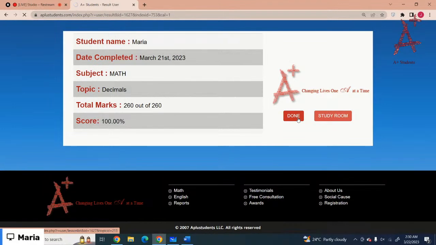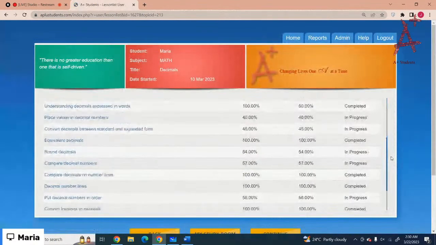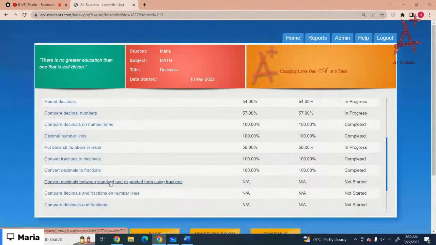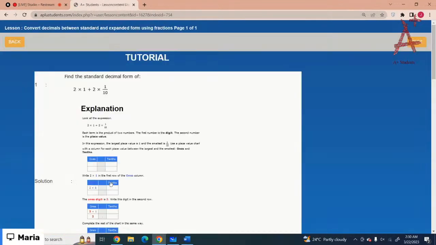Okay, the next one is convert decimals between standard and expanded form using fractions. So basically you are going to learn how to convert numbers between standard and expanded decimal form. So I think we did one lesson before like this. Yes, we did convert decimals between standard and expanded form. We already did this one.